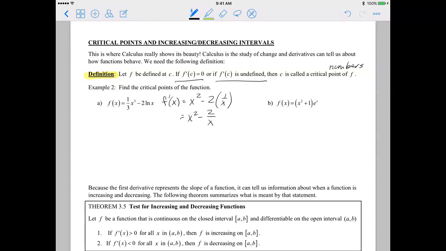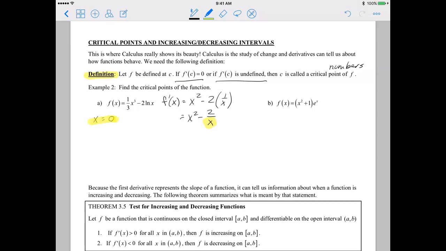Now remember, critical points come whenever the derivative is equal to 0, so in a minute I'm going to set it equal to 0, or when the derivative is undefined. And what you should notice here is that there is a denominator for this derivative right there. So basically, in order to determine where f prime is undefined, we need to figure out where that denominator is equal to 0. Well, if I set that denominator x equal to 0, I get my first critical point, which is just x equals 0.